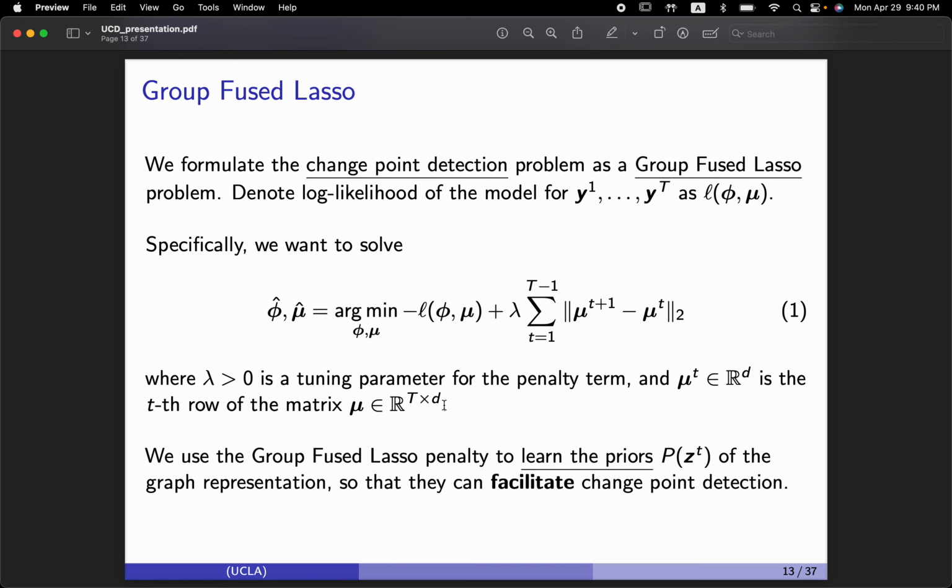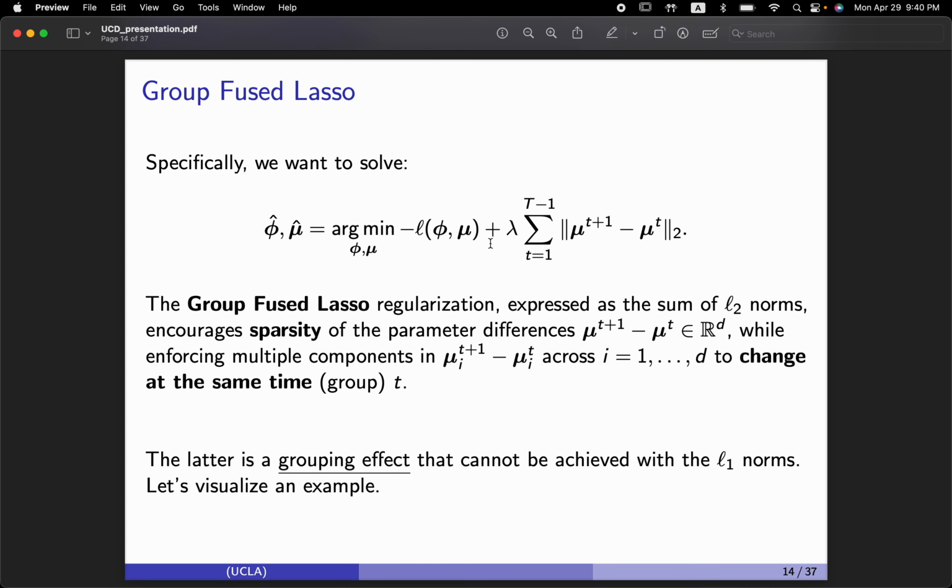At a high level, we want to use the group fused lasso penalty to learn the prior of the graph representation so that it can facilitate change point detection. Next, let's look into the group fused lasso penalty. The group fused lasso penalty, expressed as the sum of the L2 norms, encourages sparsity of the parameter differences, while enforcing multiple components of the parameter difference to change at the same time t. The latter is called the grouping effect, which cannot be achieved by the sum of the L1 norms.